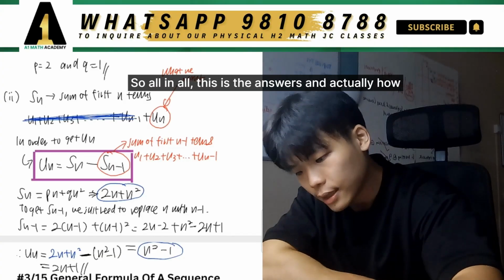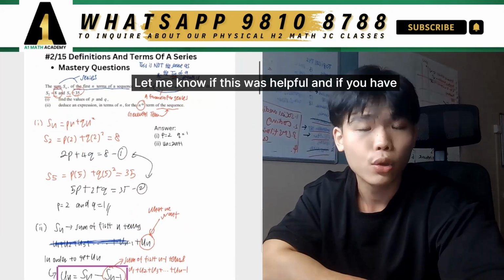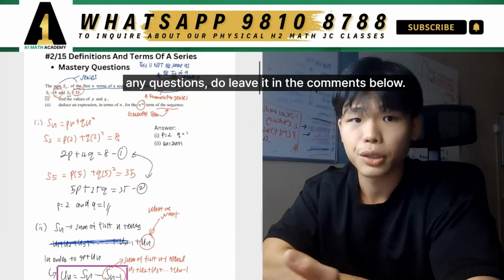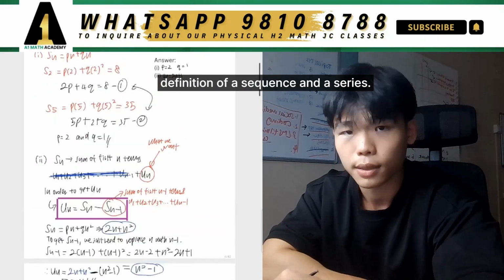So all in all, these are the answers and how we derive them from this video explanation. Let me know if this was helpful, and if you have any questions, do leave them in the comments below. If not, this is the end of the formal definition of a sequence and a series.